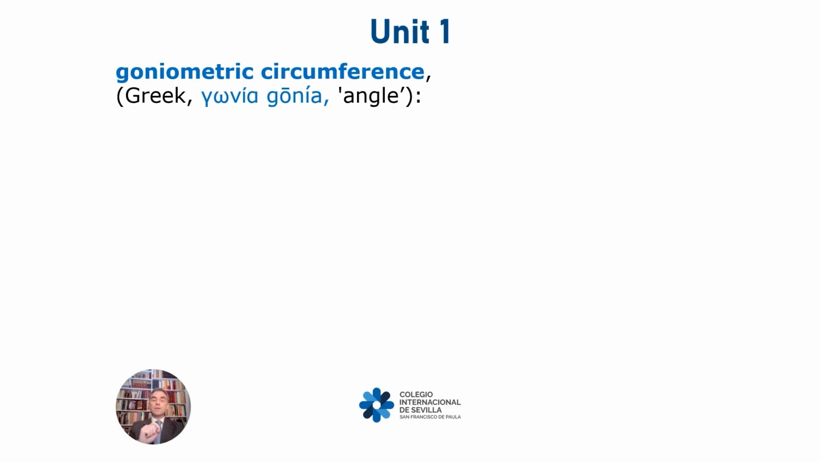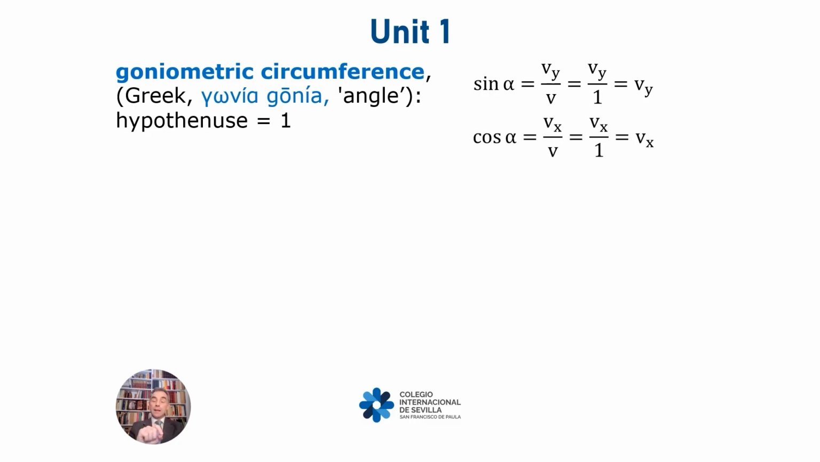The characteristic of this circumference is that its radius equals 1, and therefore the hypotenuse of the triangles that we will draw will always be 1. Remember, the sine of an angle equals the opposite side divided by the hypotenuse. In this case, as the hypotenuse is going to be 1, the sine of alpha will equal the opposite side to the angle, because it is divided by 1. And the cosine, again divided by the hypotenuse, which is 1, will equal the contiguous side to the angle.